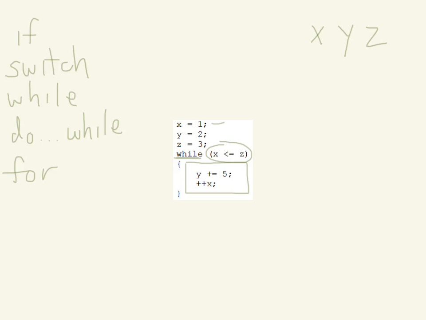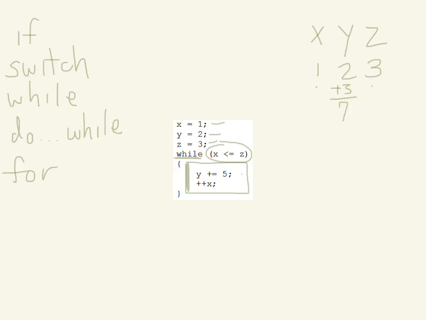So the first one is X is assigned a value of 1, Y is assigned a value of 2, and Z is assigned a value of 3. And now I get to my conditional test. X less than or equivalent to Z. At this point, that's asking is 1 less than or equivalent to 3. And in this case, yes, that is true, so I am going to do this block of code that follows the while statement. The first statement says to add 5 to Y.